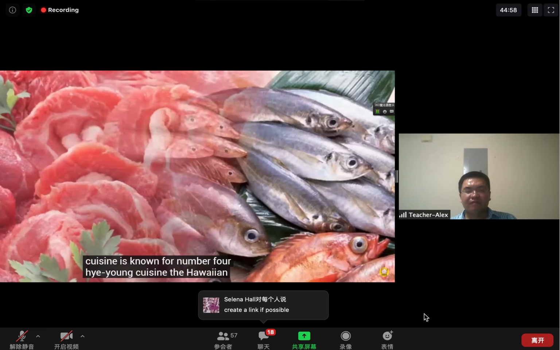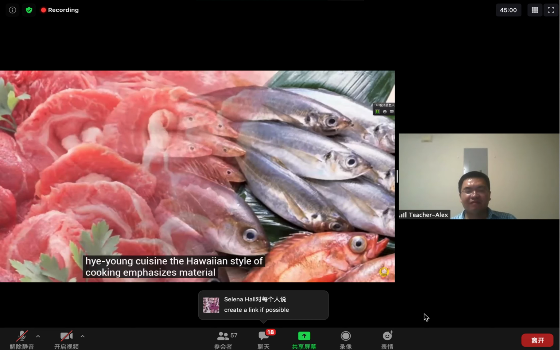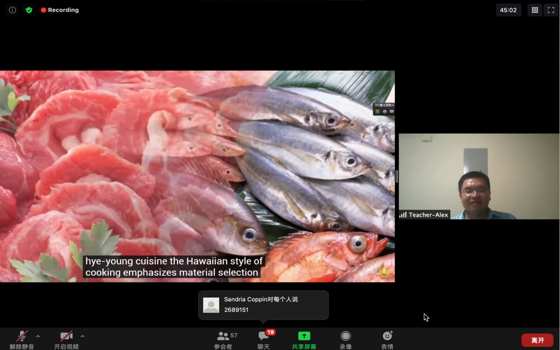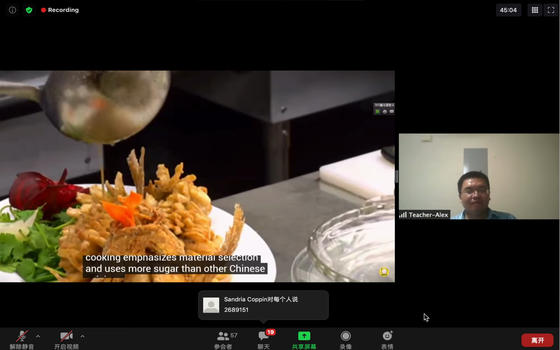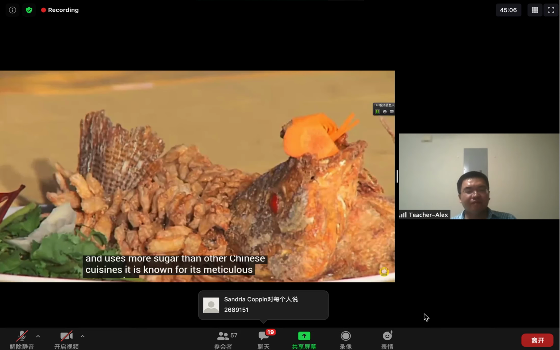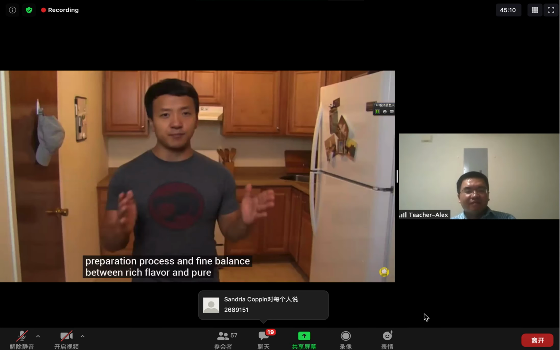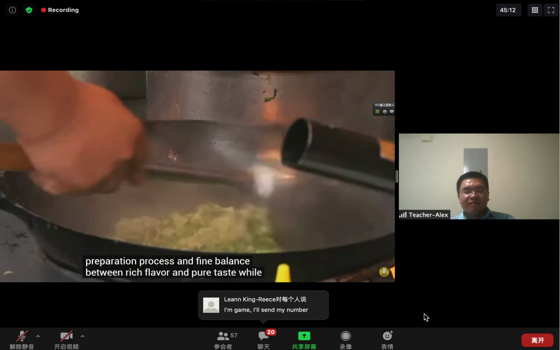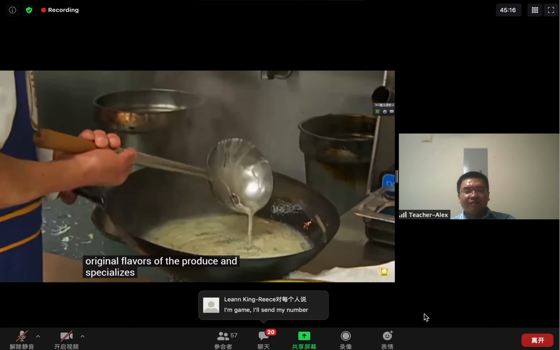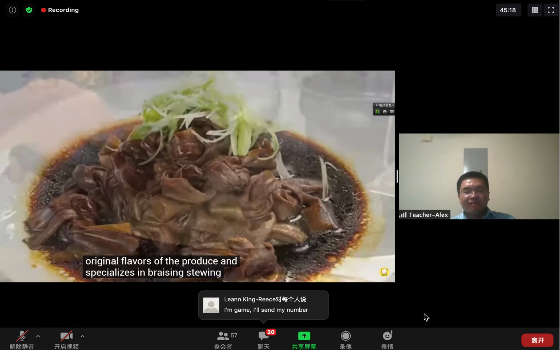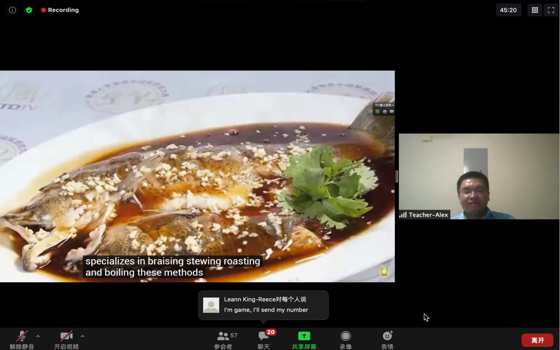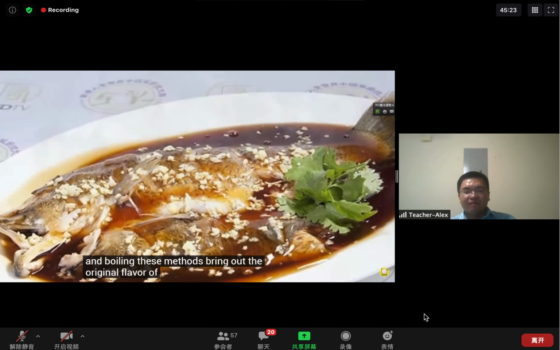The Huaiyang style of cooking emphasizes material selection and uses more sugar than other Chinese cuisines. It is known for its meticulous preparation process and a fine balance between rich flavor and pure taste. Huaiyang cuisine focuses on preserving the original flavors of the produce and specializes in braising, stewing, roasting, and boiling. These methods bring out the original flavor of the ingredients.